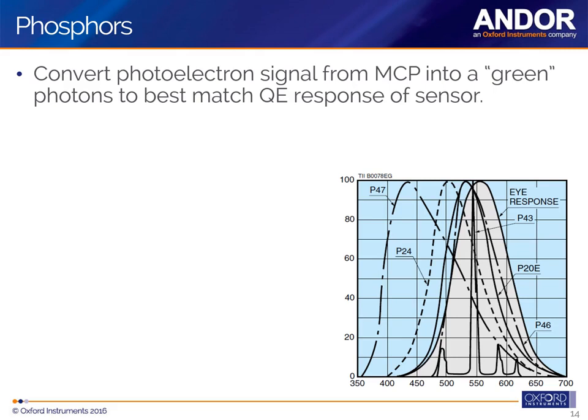Phosphors are the next element in the optical chain, and phosphors are used to convert the photoelectron signal amplified from the MCP back into visible light, typically in the green, because that's where CCDs and CMOS are the most sensitive.